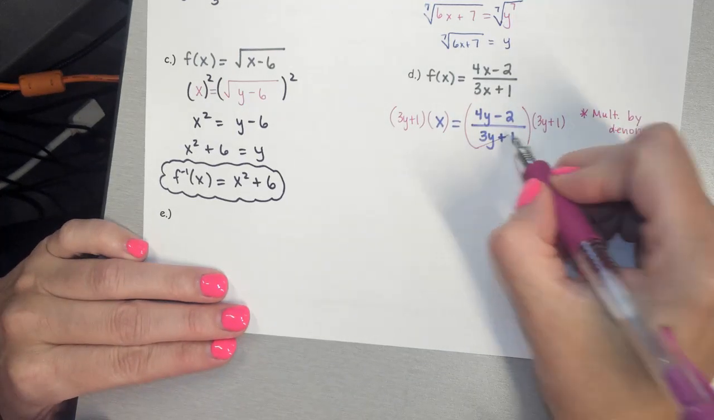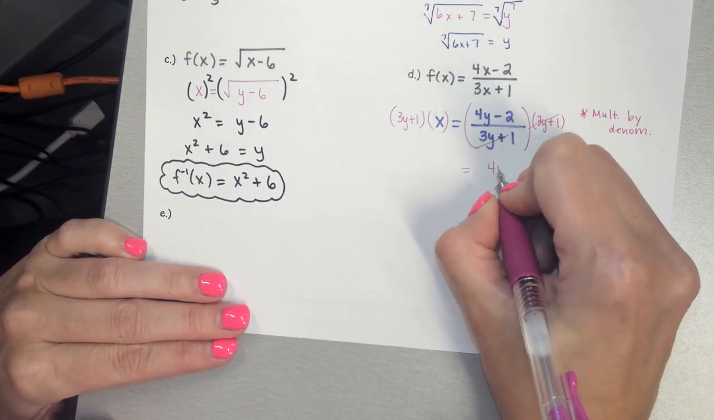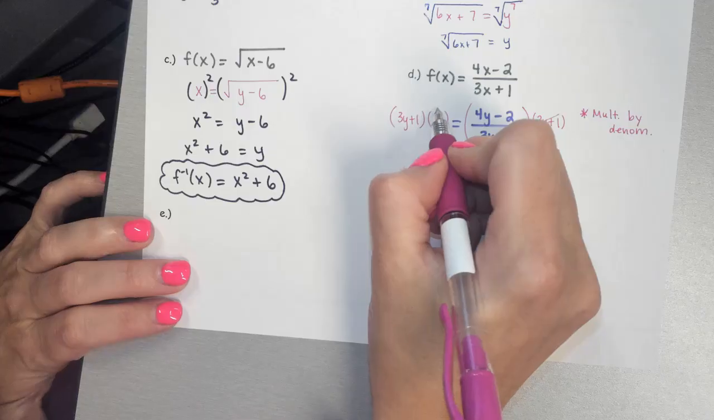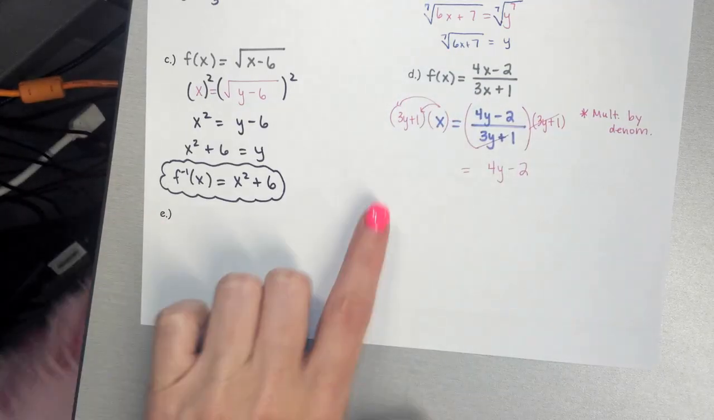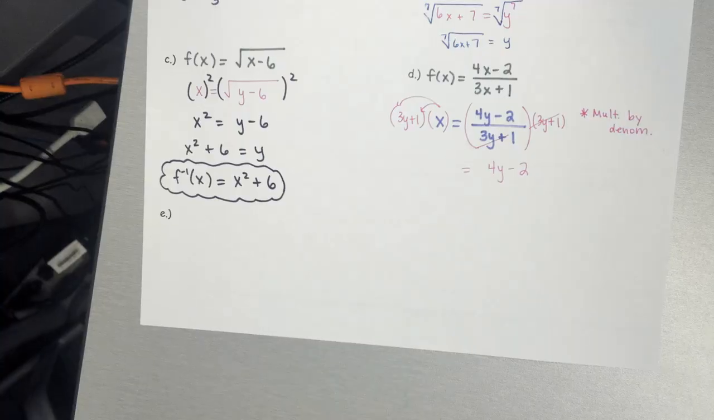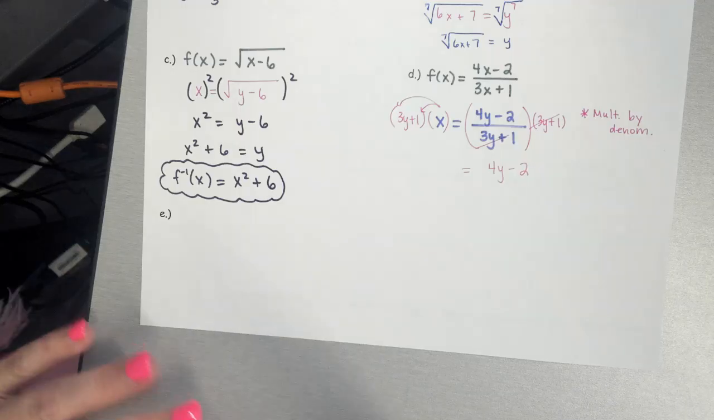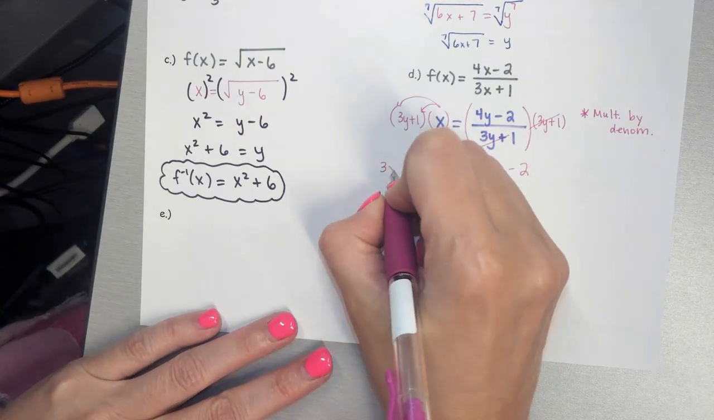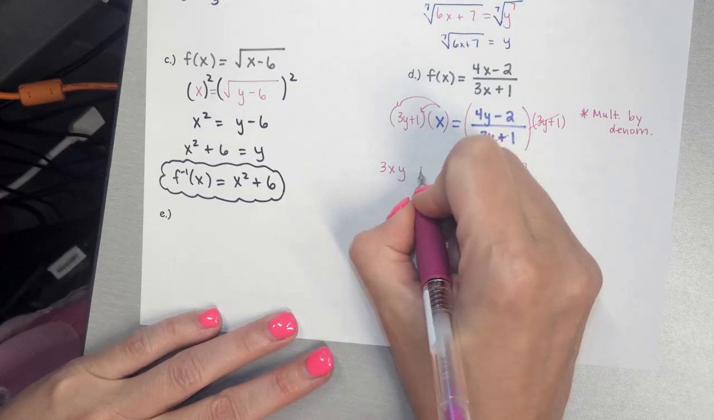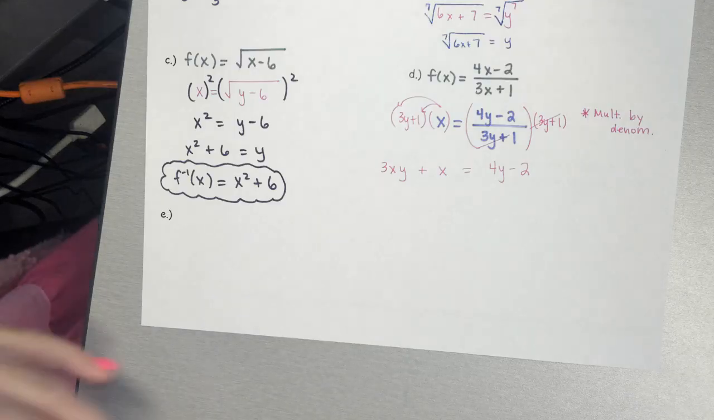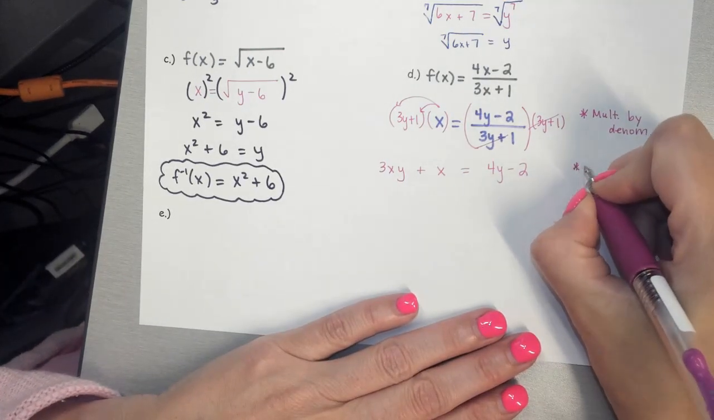Okay, so on this side, it cancels. You have 4y minus 2. On this side, we are going to distribute. Once you distribute, we write that down there. So 3y times x, you can just write that as 3xy. Usually we put them in alphabetical order. And then x times 1 would be plus x. Once you have this, you want to move all the y terms to one side.